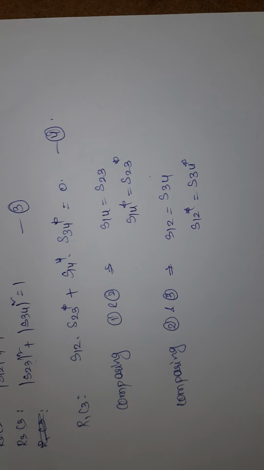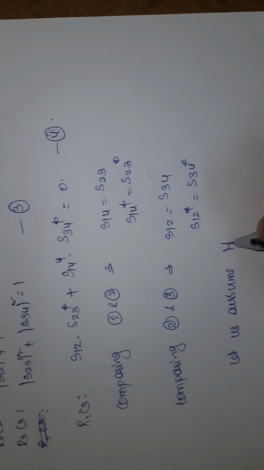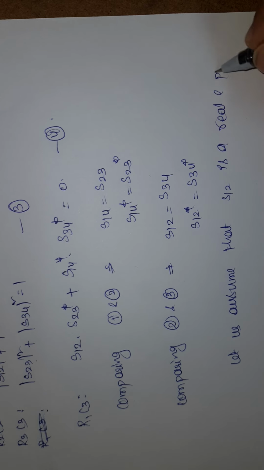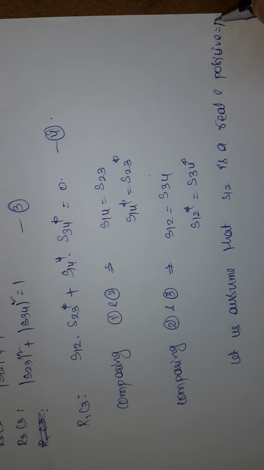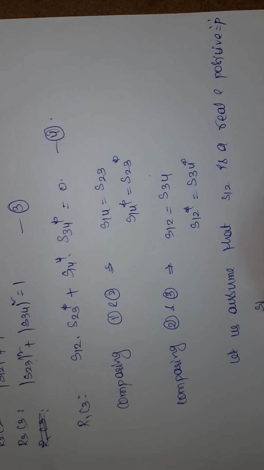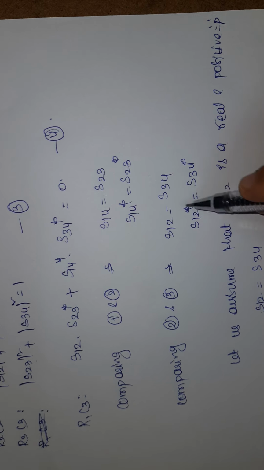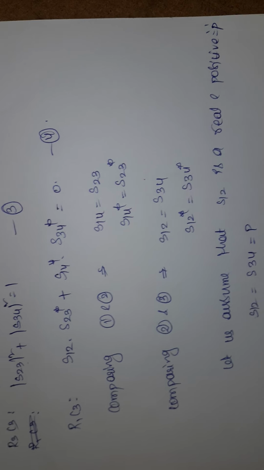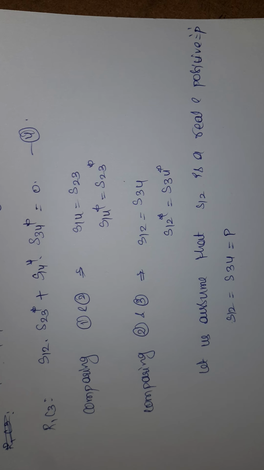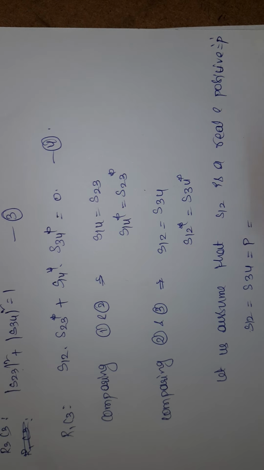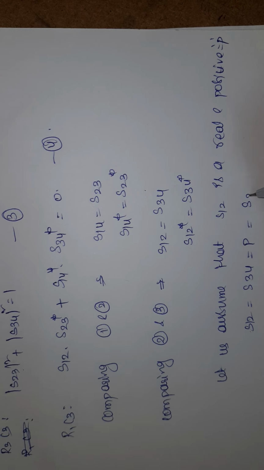Okay. So now let us assume that S12 is real and positive, P. S12 is equal to S34 is equal to P. If it is real and positive, its complex conjugate is also equal to this one. Or I can write S12 star is equal to S34 star.